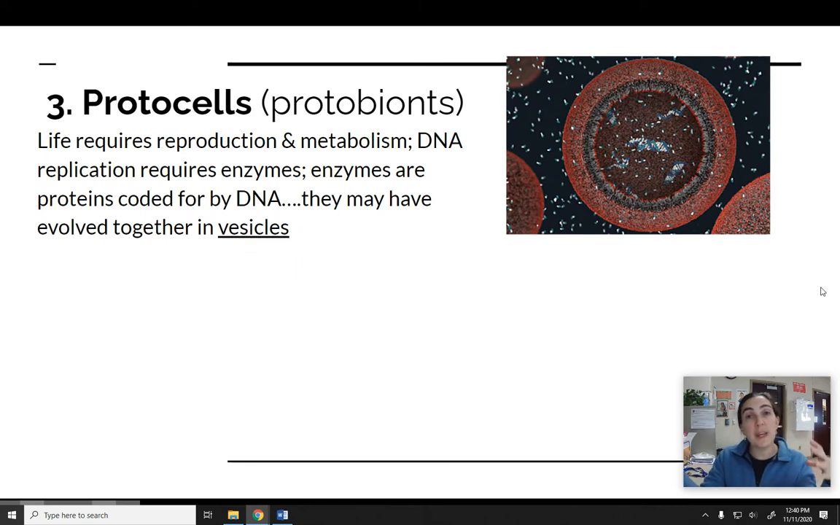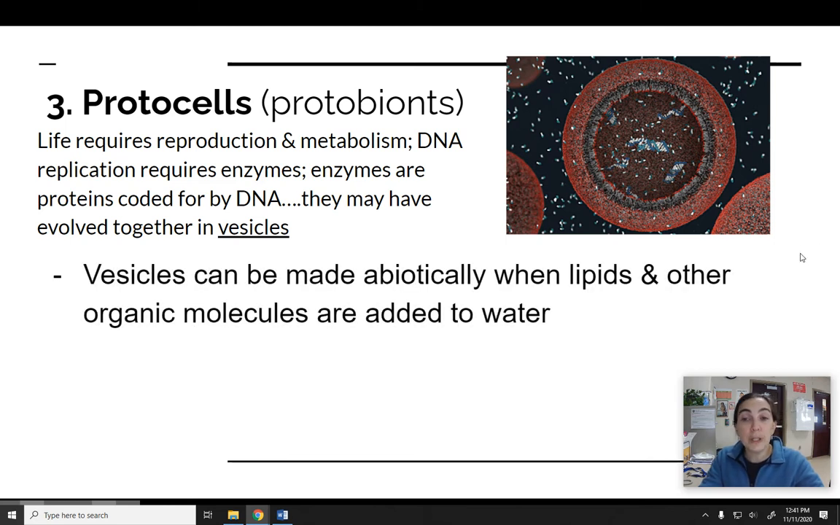So the next thing we had to do is be able to form some kind of protocell. These are sometimes called protobionts, because life requires reproduction and metabolism. Replicating DNA requires enzymes, and making enzymes requires the information in DNA. And so all of those molecules needed a place where they could work together to cause those chemical reactions to happen and keep their internal chemistry stable. Scientists think this may have happened in some simple protocells similar to vesicles. When you put lipids into water with other organic molecules, these vesicles can sometimes just spontaneously form.